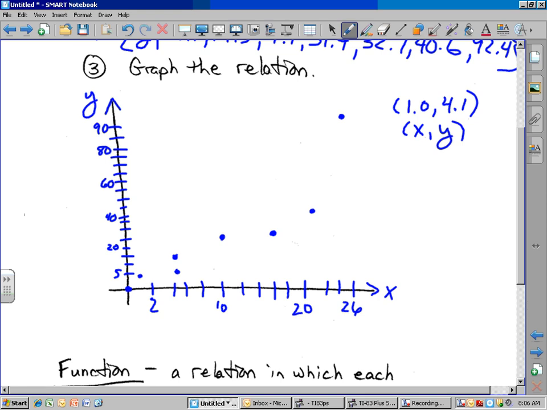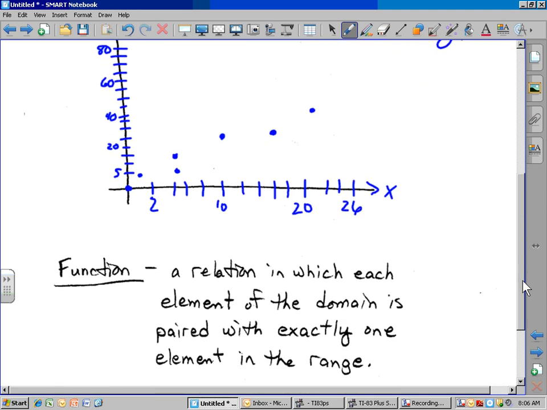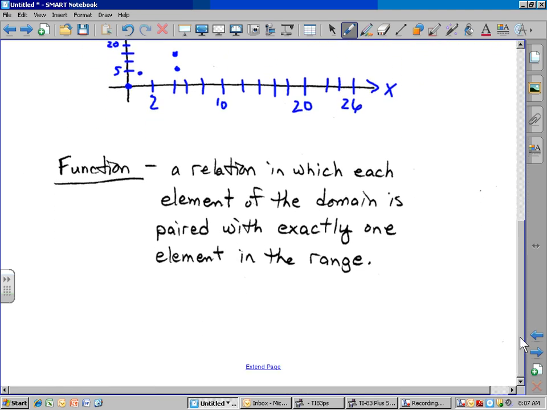Okay, it's not quite a straight line. It's not really fitting a specific pattern, so we could probably come up with some different functions to approximate what this relationship is doing. Okay, so that's where the next vocabulary comes in, a function. A function is specifically a relation in which each element of the domain is paired with exactly one element in the range.